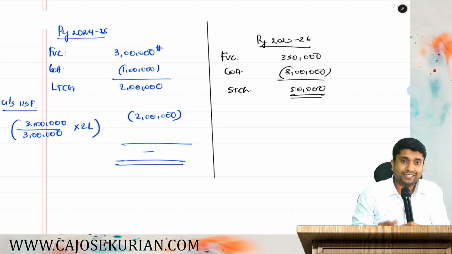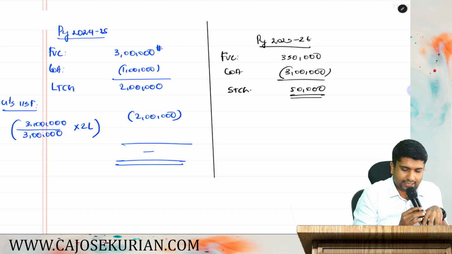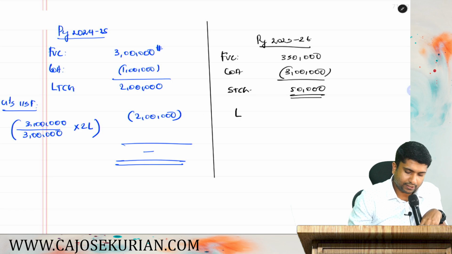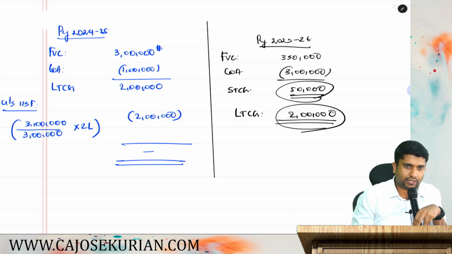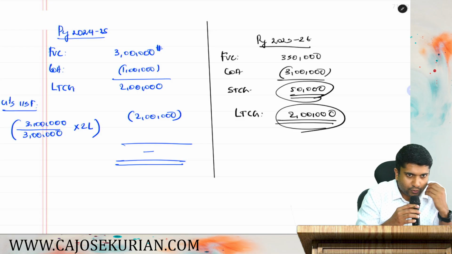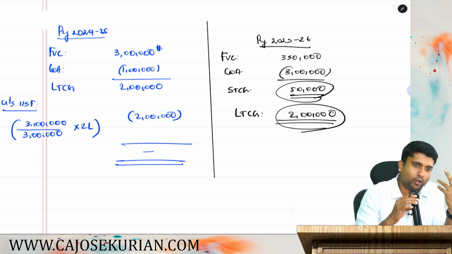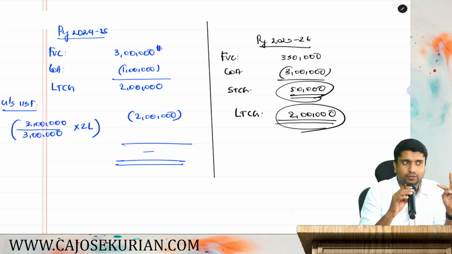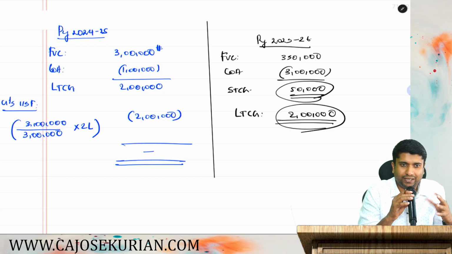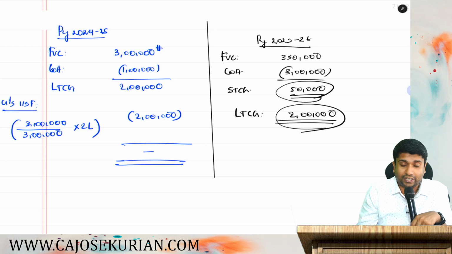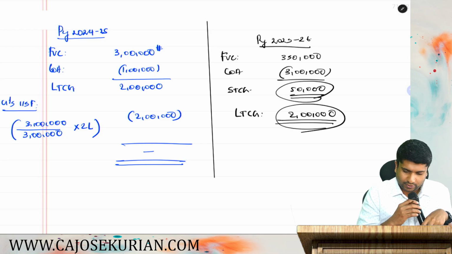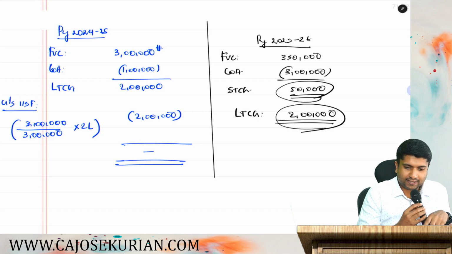Not yet over. Since there is a violation of lock-in period condition, the exemption that you have claimed earlier shall become your long-term capital gain, and that will be rupees 2 lakh. So short-term capital gain 50,000, long-term capital gain 2 lakh. This should be your final answer. Are you with me? Short-term capital gain taxable at normal rates and long-term capital gain in accordance with 12.5%. They are not asking the rate of tax, but that should be the rate of tax. Yeah. So that's how you have to write the answer. I hope it is clear.